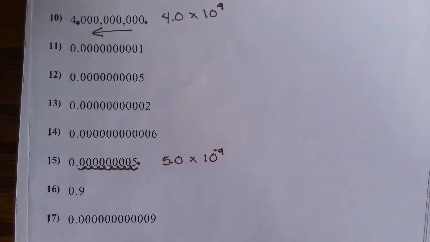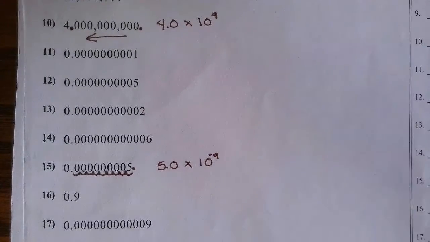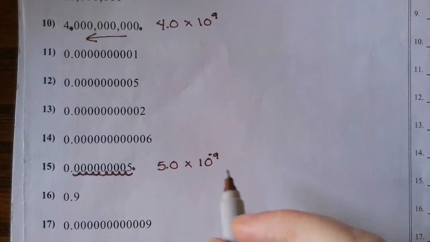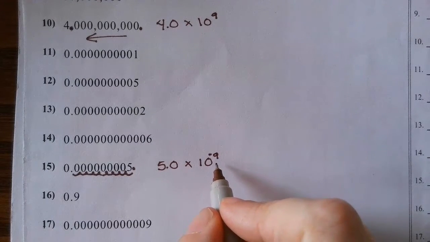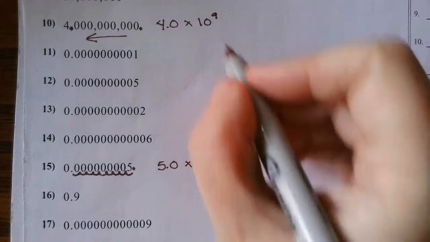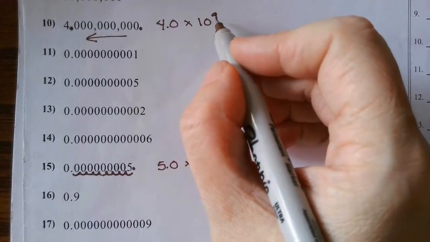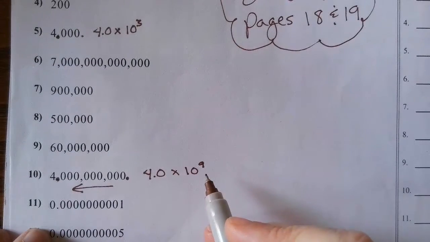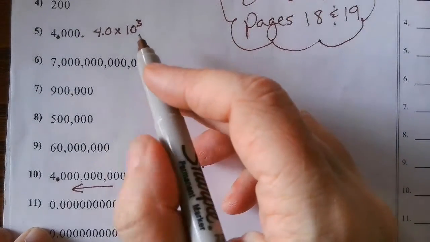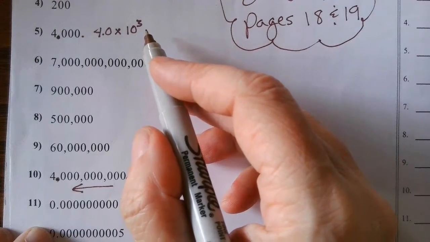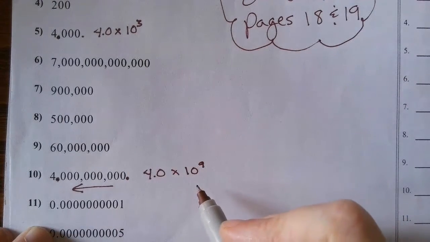And now I can easily compare these numbers. I can see at a glance, oh, this is times 10 to the negative 9th, so it's very tiny compared to this one that's to the 9th power. And I can compare it to this one to the 3rd power, and I'm like, oh, that's quite a bit smaller than this one to the 10th power.